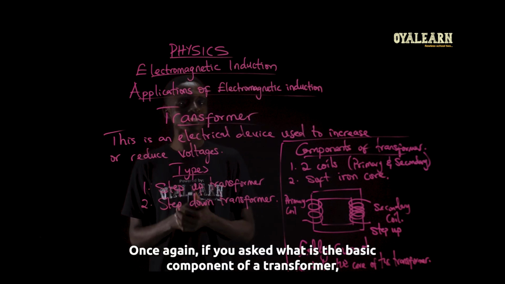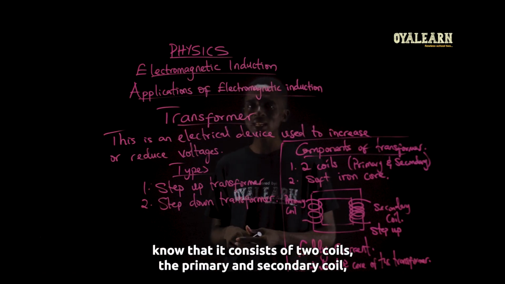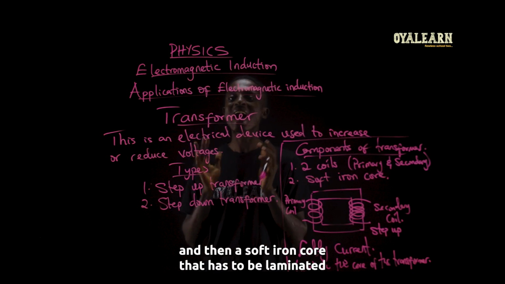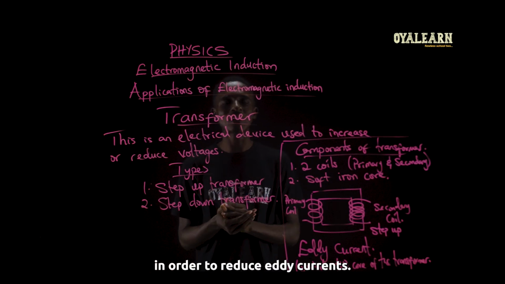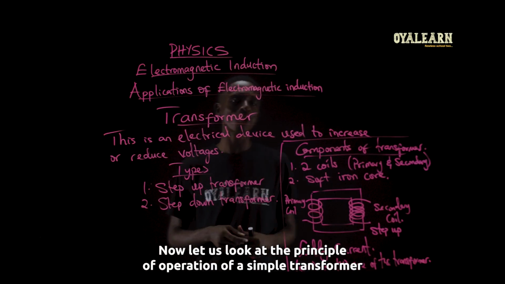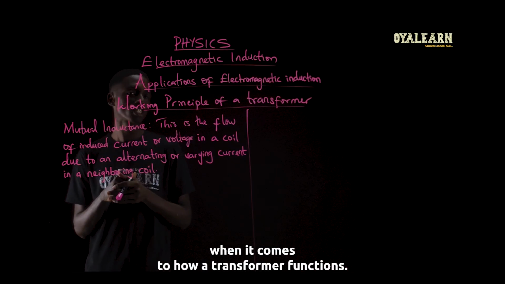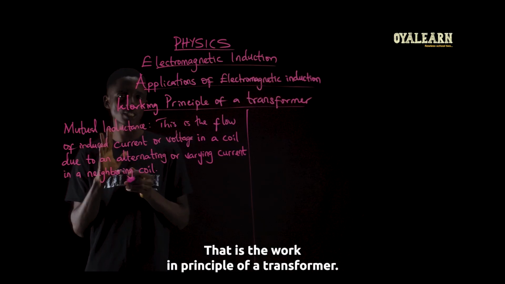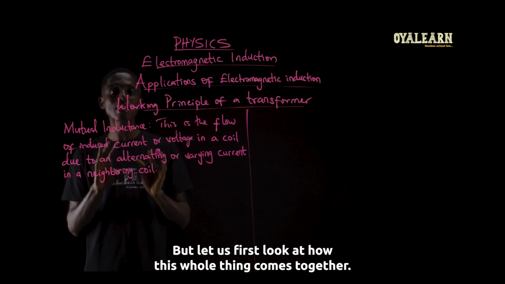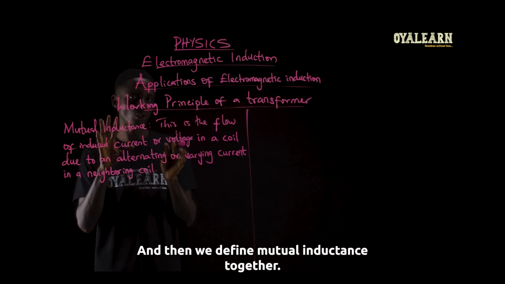Once again, if you're asked what is the basic component of a transformer, know that it consists of two coils, the primary and secondary coil, and then a soft iron core that has to be laminated in order to reduce eddy current. Now let us look at the principle of operation of a simple transformer. When it comes to how a transformer functions, that is the working principle of a transformer, it depends on mutual inductance. Now the definition is here, but let us first look at how this whole thing comes together, and then we define mutual inductance together.